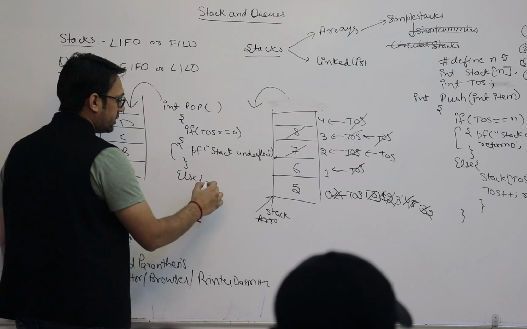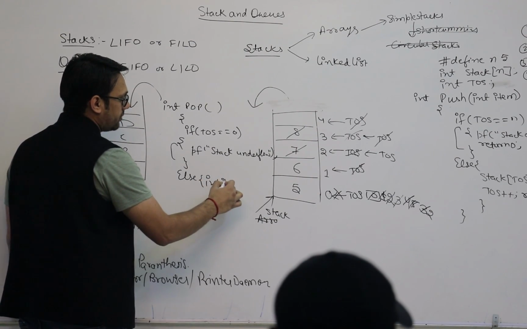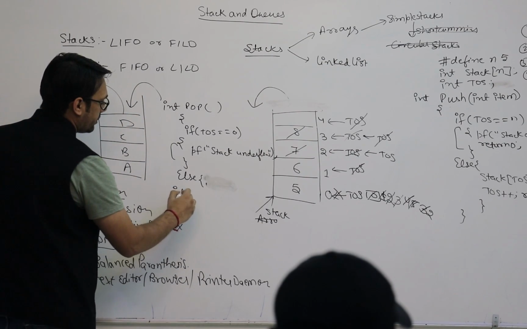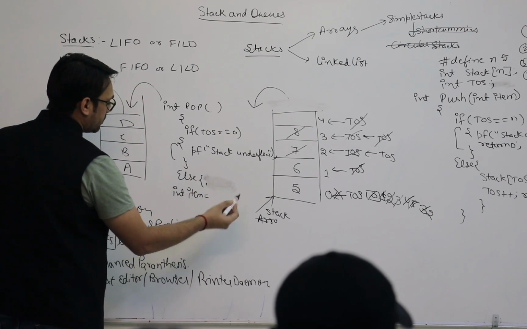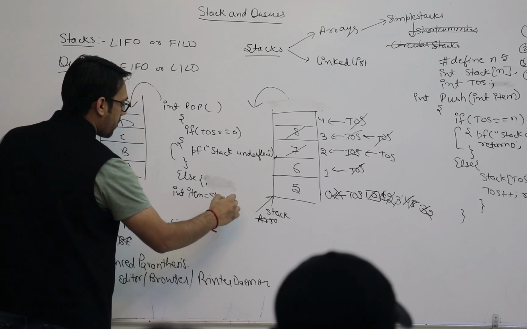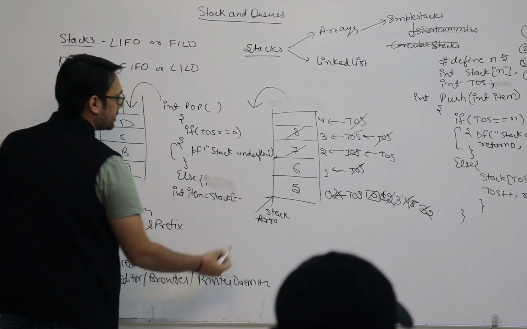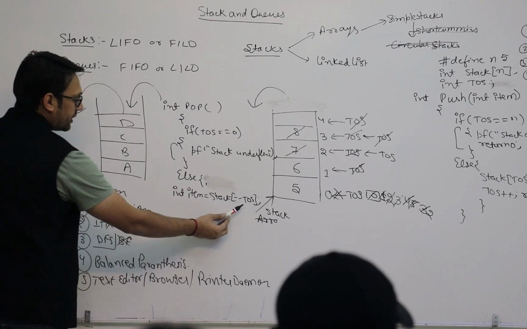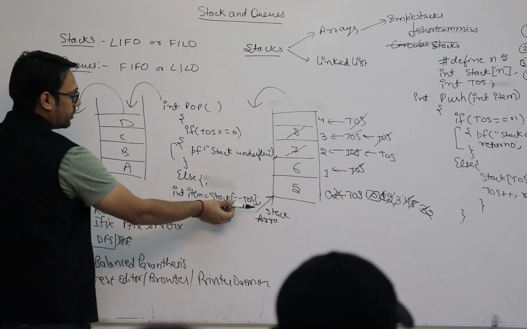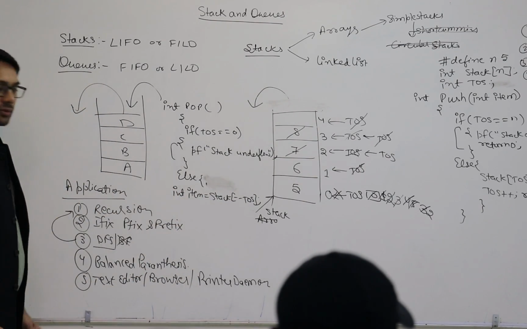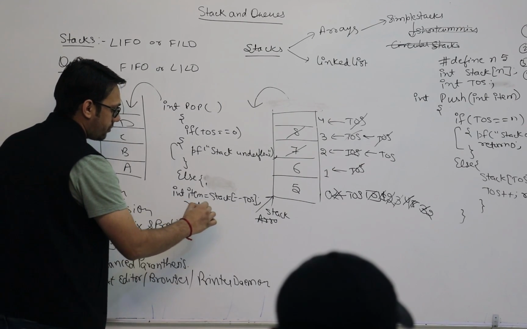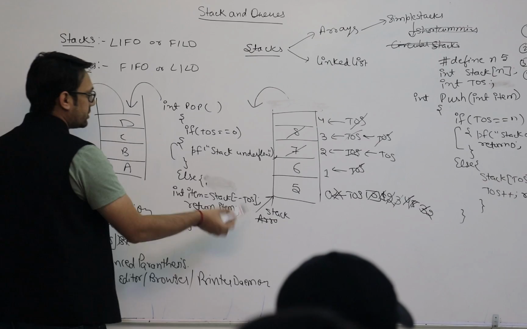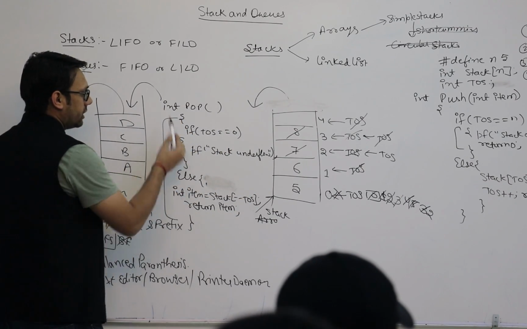So again I'm going to say integer item is equal to stack of minus minus top of stack. That means decrement the value of top of stack, get the data at that location and store that data into the item. And I can say return item. Because it is a return integer, we are returning int.